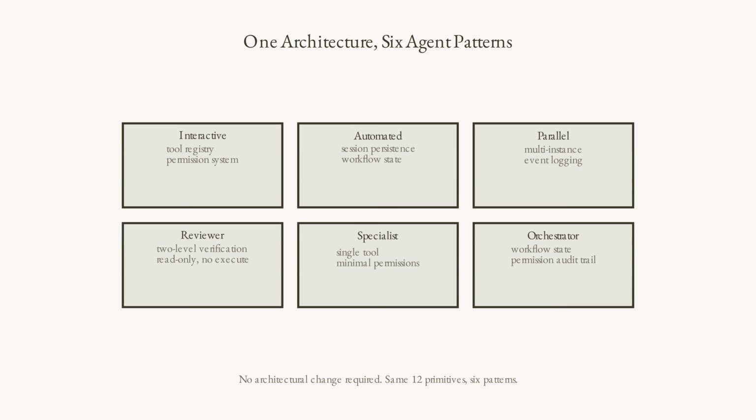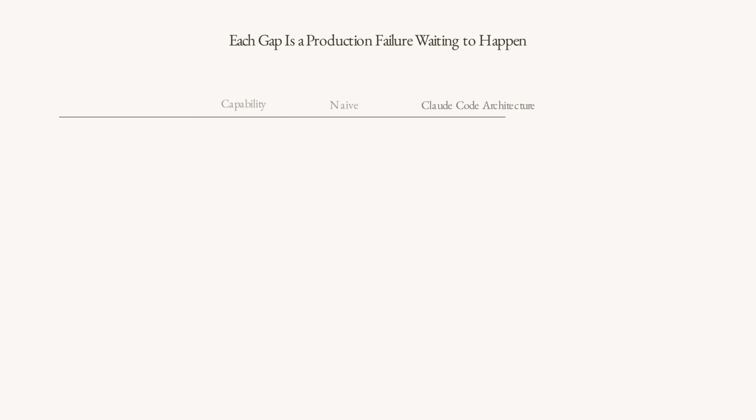Each type uses different primitives. The architecture is designed to support all 6 without architectural change. What this architecture enables that naive implementations miss. Naive, one long session until context limit, then restart. Claude Code transcript compaction continuously maintains a working context that spans arbitrarily long sessions.